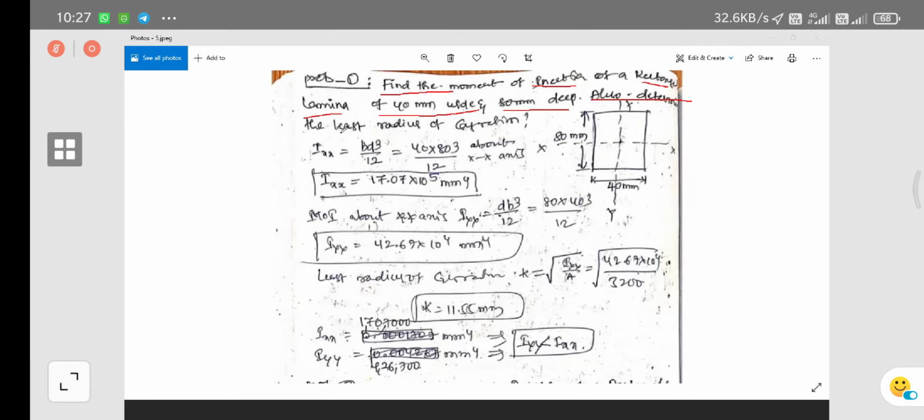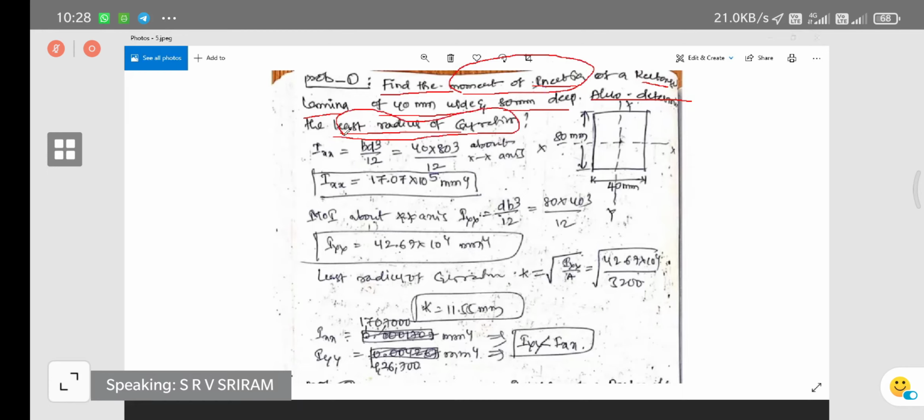Also determine the least radius of gyration. So we have to find the moment of inertia of this rectangular object and also find the radius of gyration, the least radius of gyration. What is meant by least radius of gyration, I will tell you.